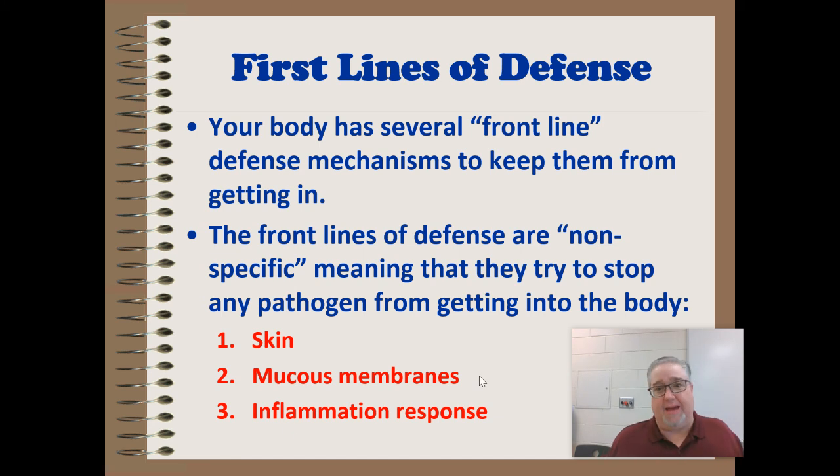These are all kind of front lines of defense that will help stop any organism from getting into our body. They're what we call non-specific. So it doesn't really matter, for example, like your skin. It really doesn't matter what the organism is. Your skin is going to try to stop it from getting in no matter what. Mucous membranes, the same thing, inflammation response. All of these things work to keep anything out. Now, the problem is they're not always 100% effective, because sometimes things get into the body, they get past these first lines of defense, and then your body has to do something else to get rid of them. And we'll talk about what that is in the next lecture. But let's just take a look at these first lines of defense.